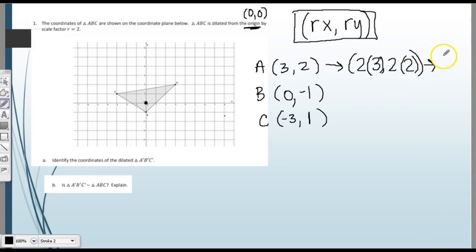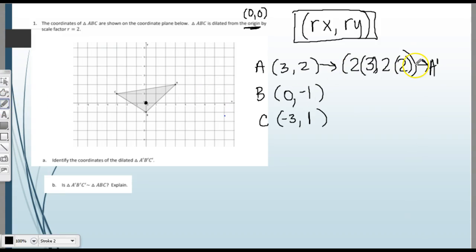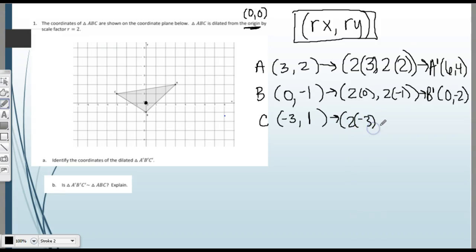So the new coordinate point for A prime is going to be what? Good. 6, 4. Then we do the same process for B. It's 2 times 0 and 2 times -1. And what do we get out for B prime? 0, -2. Very good. Then the last one for C is what Dalen provided for us correctly earlier. It will be -6, 2. So very good job, Dalen. So that's the answer for part A. Those are the coordinates of the dilated triangle.